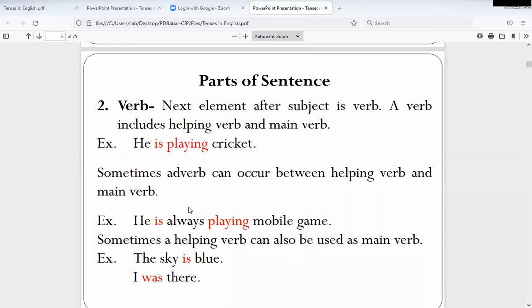But always is the adverb that we used in between the helping verb and main verb.